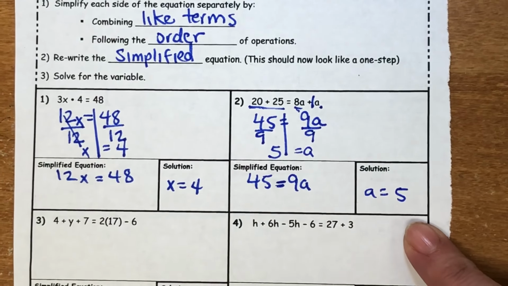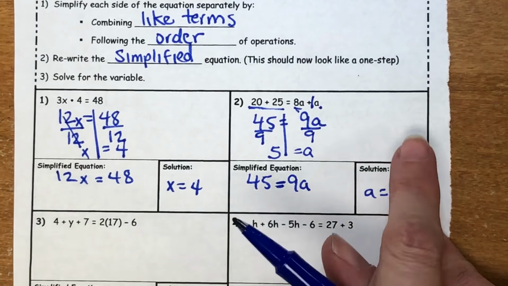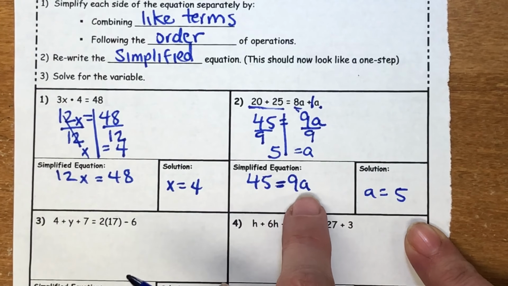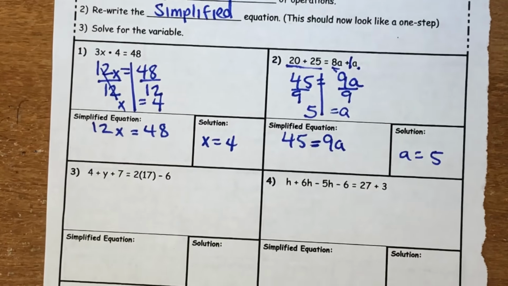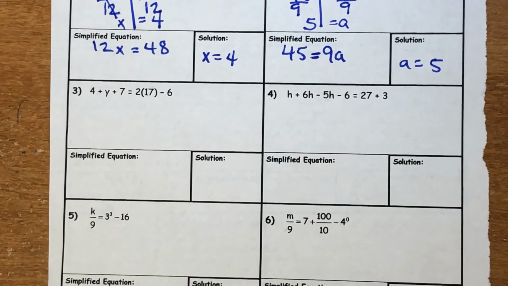I can also check this by taking my solution and substituting in for my variable here. So 9 times 5 is 45. Okay? Let's take a look at number 3.